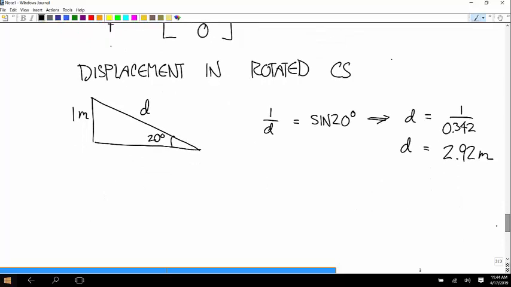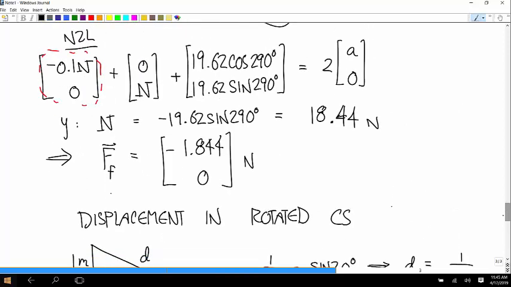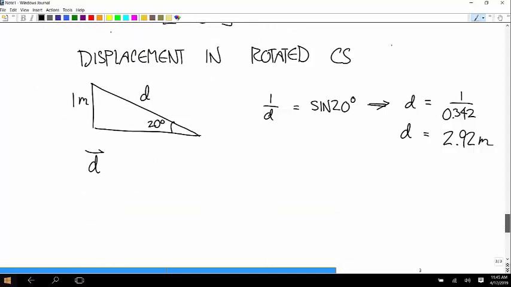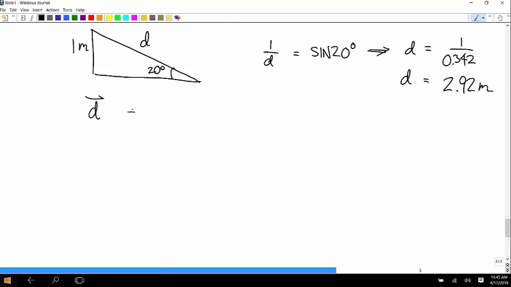Reference to the problem on force friction. Is it supposed to be 18.44 instead of 1.8? That was the normal force, and then our coefficient of friction is 0.1. So we have to multiply the normal by 0.1 to get the friction force. Now the displacement is just positive 2.92 in the x direction, 0 in the y direction. That's in the rotated coordinate system.